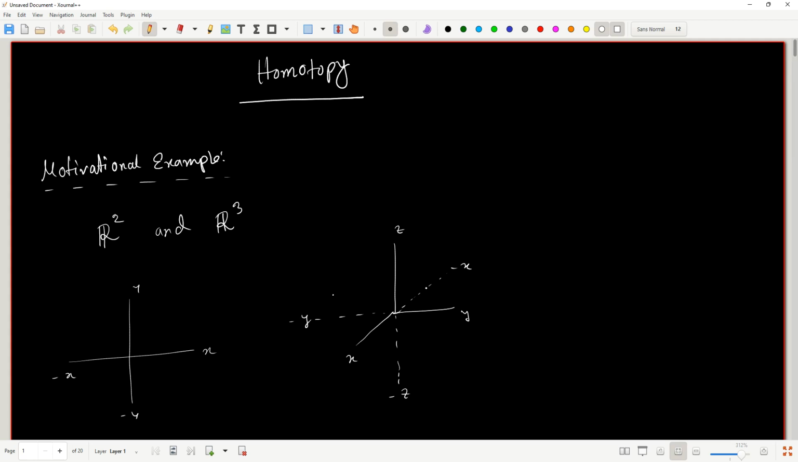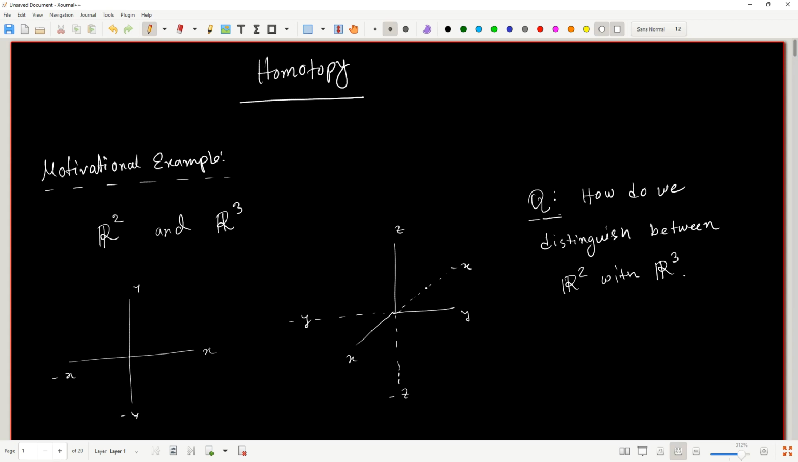Now, the question that I'm interested in right now, let's say, is how do we distinguish between these two spaces, that is R2 with R3, topologically. Okay, now we can make it even more interesting by deleting the origin.